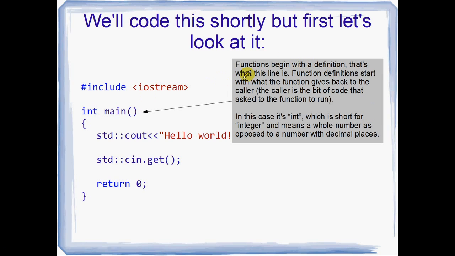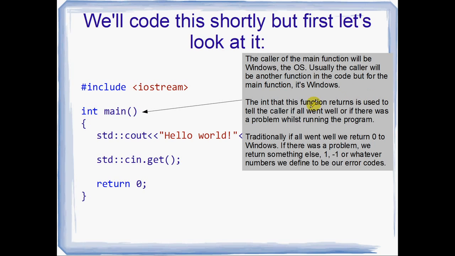Functions begin with a definition, and that's what this line here is. Int main, open and close brackets, or braces, or parentheses. And function definitions start with what the function gives back to the caller. The caller is the bit of code that calls the function or asks the function to run. So in this particular case, and main is sort of by itself in this way, the caller is Windows. Usually the caller will be some other function inside your program, but in this case the caller is Windows. And we return an int. Int is short for integer. That means that main returns to its caller a whole number. No decimal places in an int.